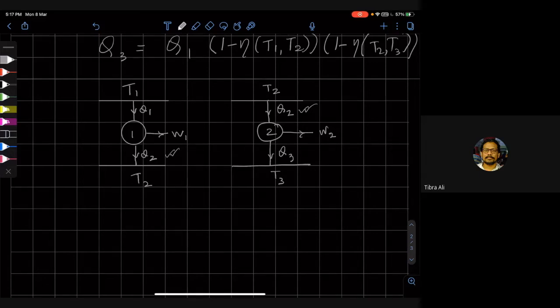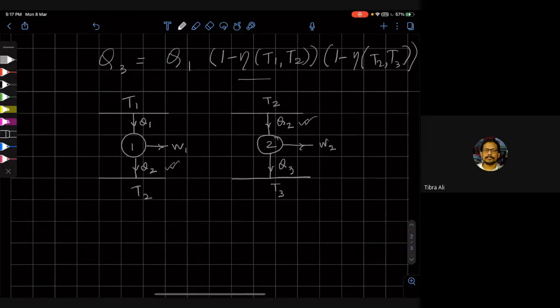Question is, sir, do two Carnot engines have the same efficiency? No, they don't have the same efficiency, no. We are not assuming that these two efficiencies are the same necessarily, okay? We will find the functional dependence of eta on the temperature. That is our aim here.